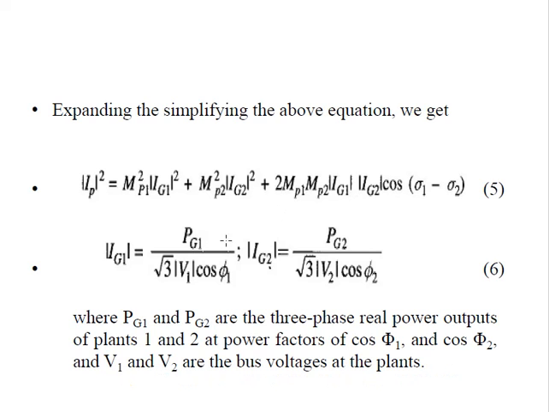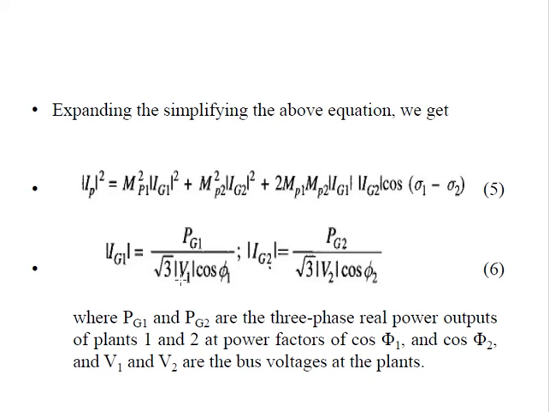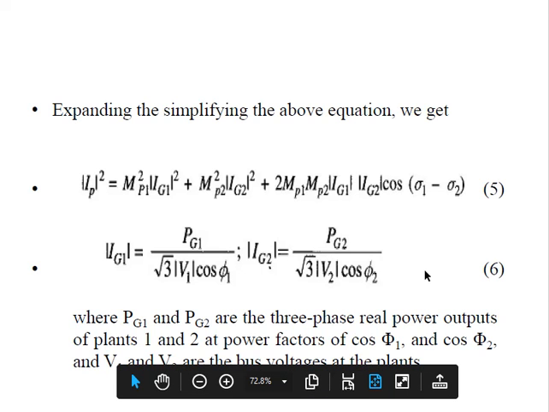From power systems, we know that the real power of three phase power is voltage into current, that is root 3 Vi cos phi. Based on that, we can calculate Iz1 and Iz2: modulus Iz1 is nothing but Pz1 by root 3 V1 cos phi 1, and Iz2 is nothing but Pz2 by root 3 V2 cos phi 2. Here cos phi 1 and cos phi 2 are the power factors, Pz1 and Pz2 are the three phase real powers, and V1 and V2 are the bus voltages.